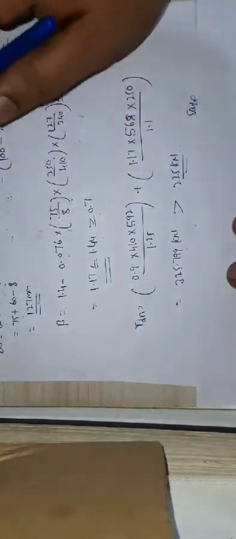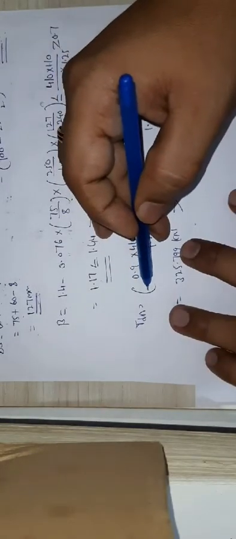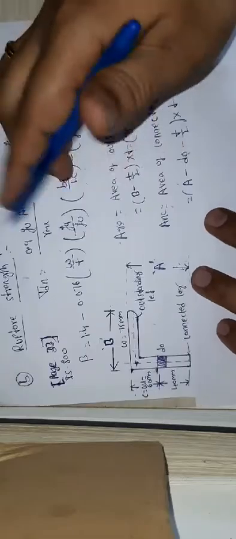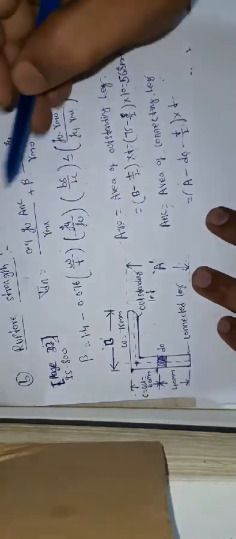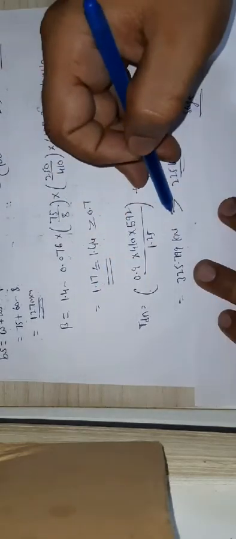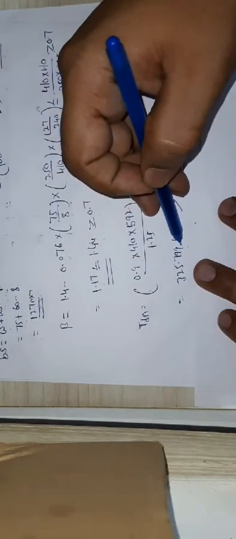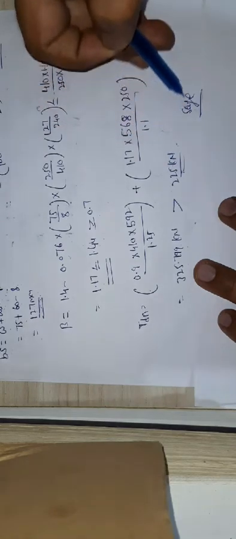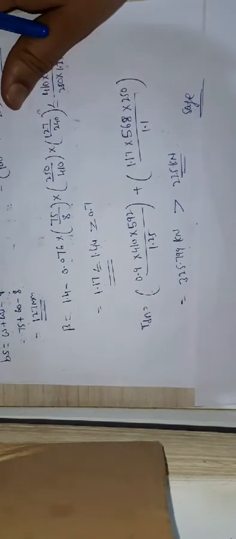Then you substitute whatever values you got into these conditions, TDN. Whatever you got, you substitute into these equations. So I got TDN equal to 325.799 kilonewton. It is greater than the factored load, hence it is safe.